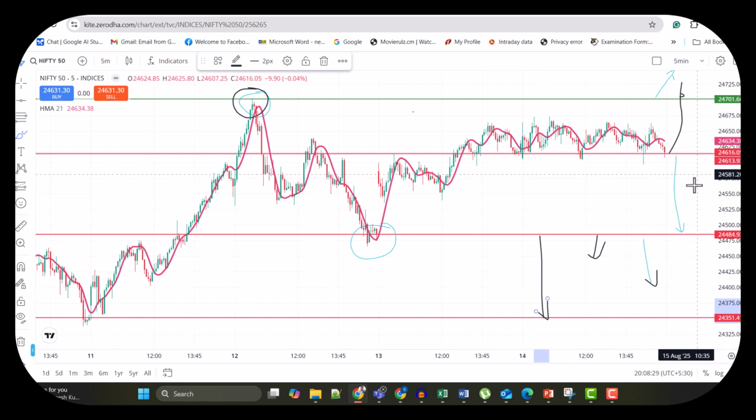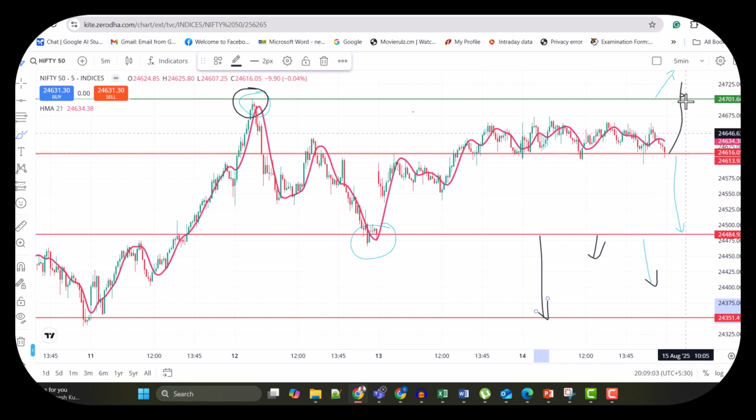Now we can create some strategies: range traders, breakout traders, breakdown traders, bullish view, bearish view. Coming to range traders: short near 24,634 to 24,700, stop about 24,720, target 24,485 to 24,351. Breakout traders: long above 24,701, stop below 24,620, target 24,800 to 24,850.